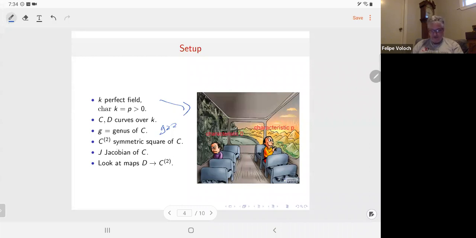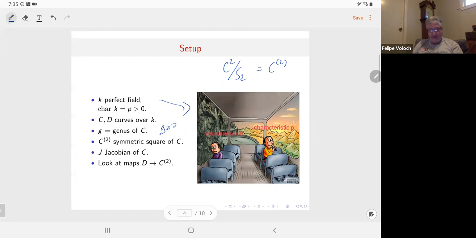C squared with brackets is the symmetric square of C. So what is that? You start with the usual Cartesian square, C squared, and you mod out by the action of the symmetric group that permutes the two coordinates. So that's the symmetric square. You can think of it as parametrizing positive divisors of degree 2 on C. That's what the symmetric square parameterizes. And J is going to denote the Jacobian of C.